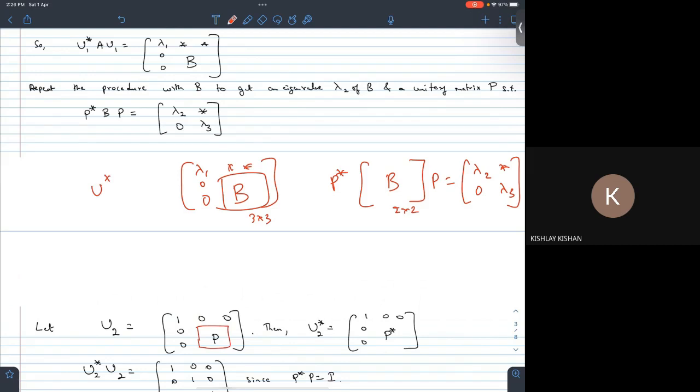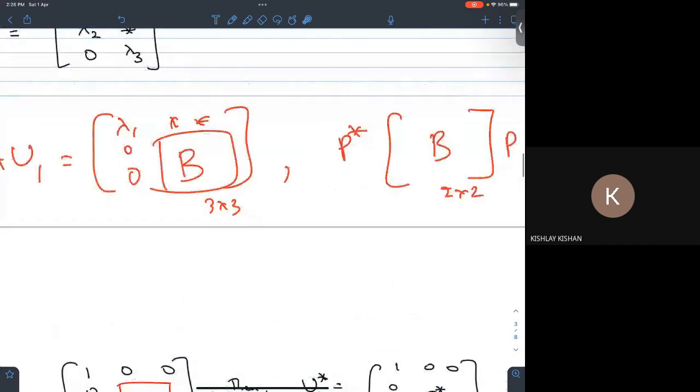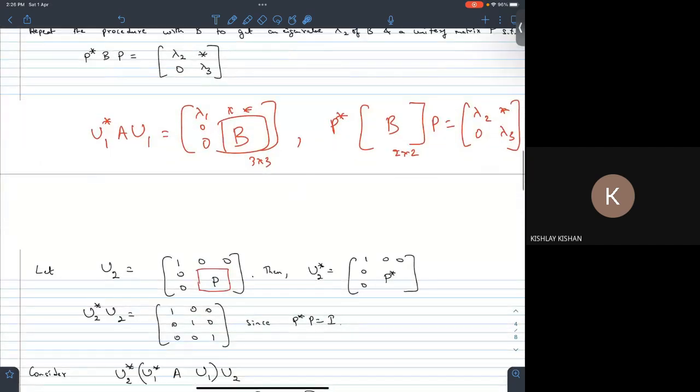I want to work with A, that is a bigger matrix, 3 cross 3. I have U1 star A U1 equals this. Do you see these two bits? Now this is a smaller matrix, so I want to scale it up to a 3 cross 3 matrix, and that is done in this shaded bit. And that's what U2 is doing. I'm scaling it up to a 3 cross 3 matrix.